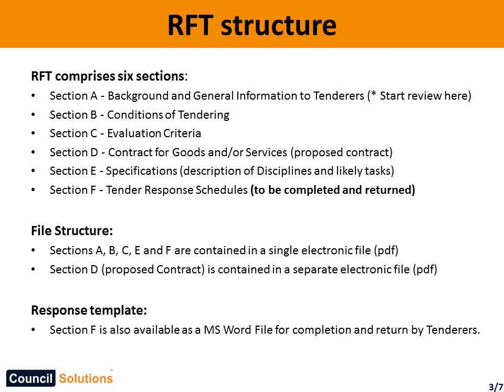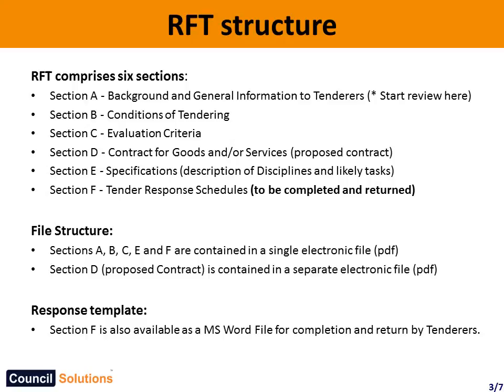The RFT document comprises 6 sections. Section A is the background and general information for tenderers. It's suggested that this is the best starting point for prospective tenderers to understand the document and gain background information. Section B contains the conditions of tendering. Section C outlines the evaluation criteria and the proposed evaluation process. Section D is the proposed contract for the provision of the services. Section E are the specifications, and this describes the engineering consulting disciplines and the likely tasks that might be required through the life of the contract. Section F are the tender response schedules. These will need to be completed by tenderers and returned.